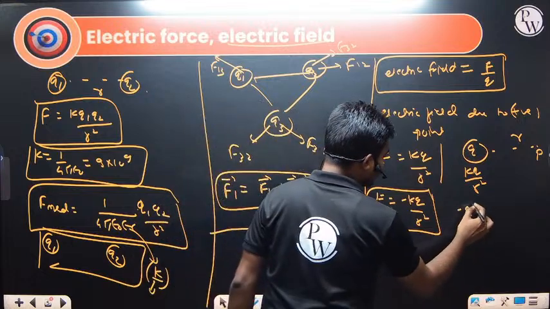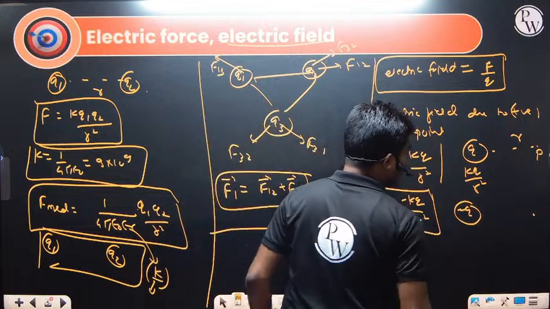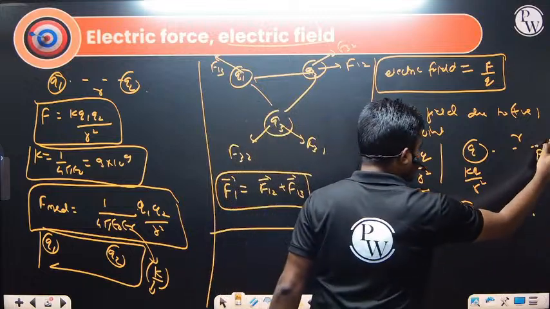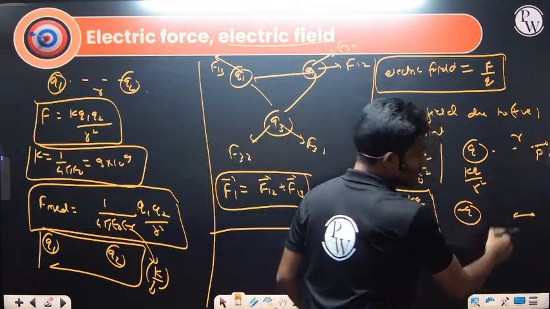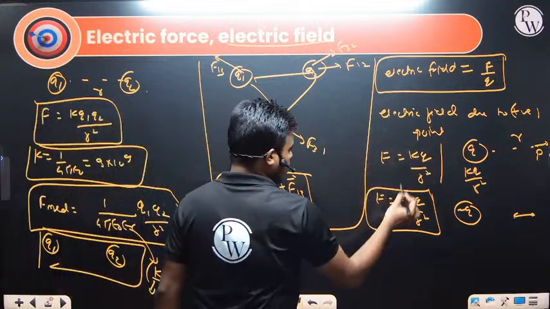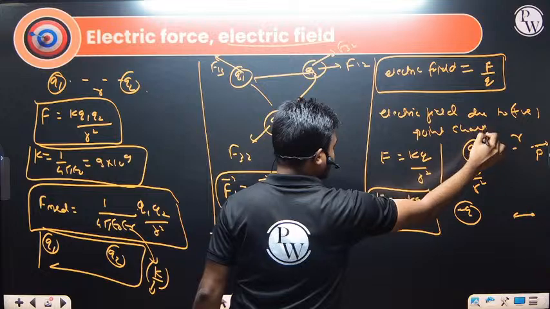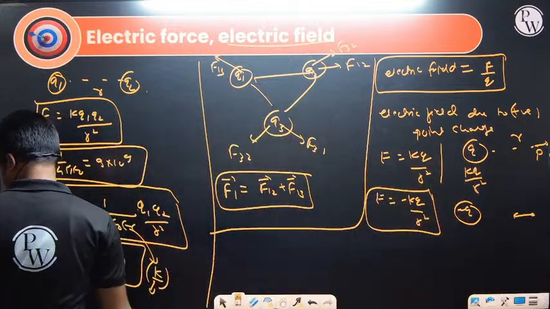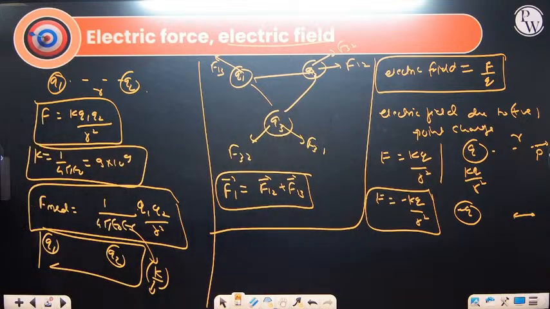So magnitude will be the same, but it is a negative charge, so the direction will be changed. Because of that we are writing this minus. If it is a positive charge, the field is away from the charge like this. If it is a negative charge, it is towards the charge like this. So this is the electric field due to a point charge, kq by r square. What is the k value again? 1 by 4 pi epsilon naught, that is 9 into 10 to the power 9.